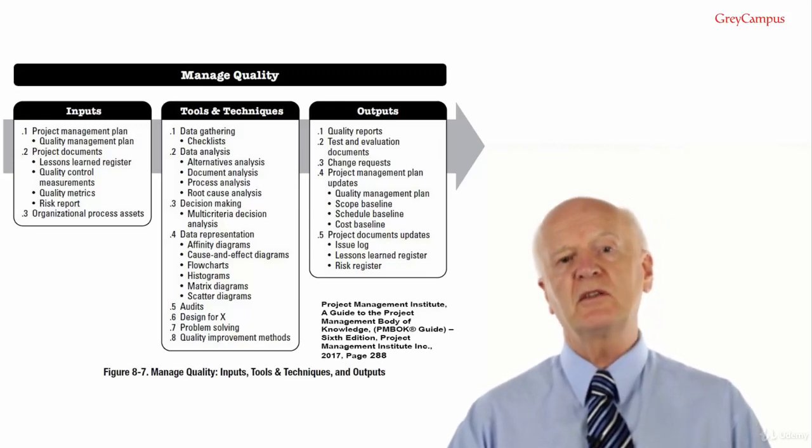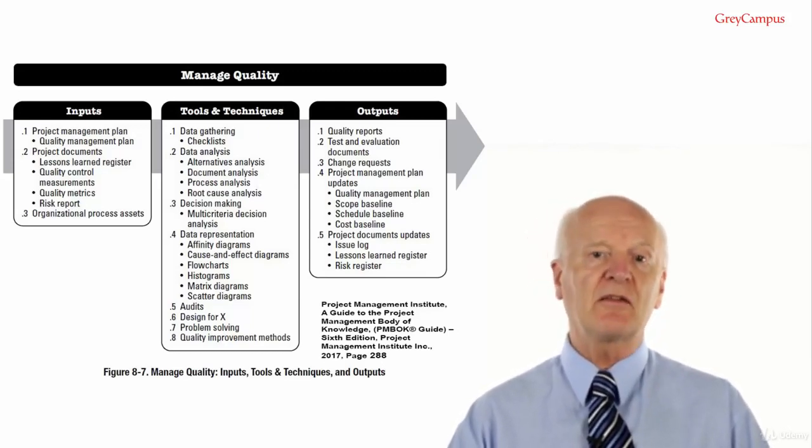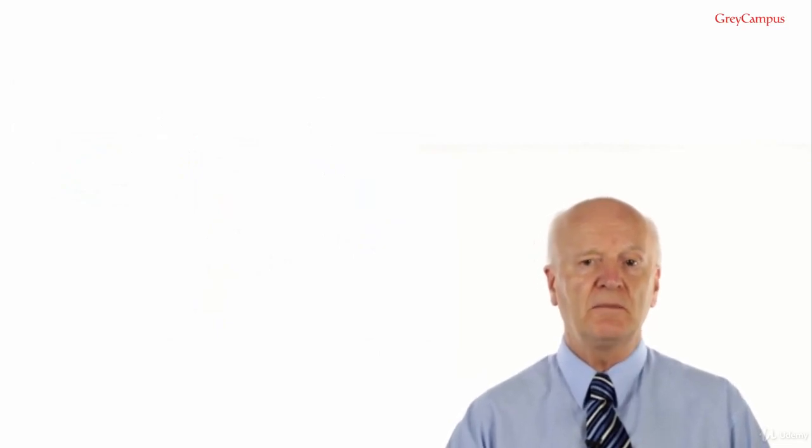Output number 5, project document updates. Project documents that may be updated as a result of carrying out this process include the issue log, the lessons learned register, and the risk register. And that brings us to the end of the managed quality.